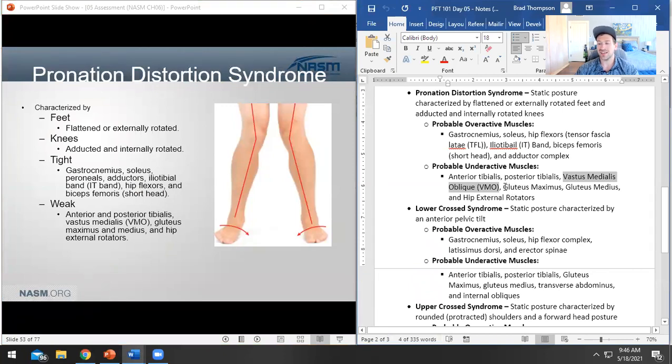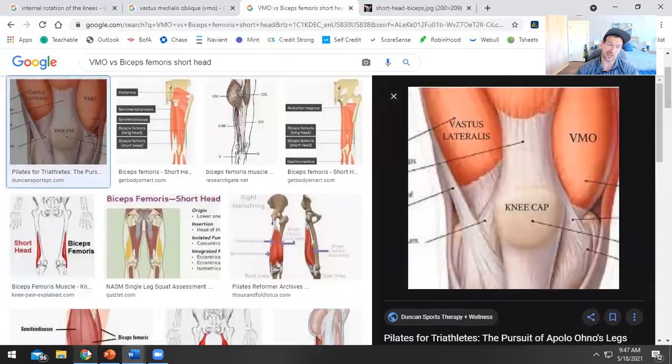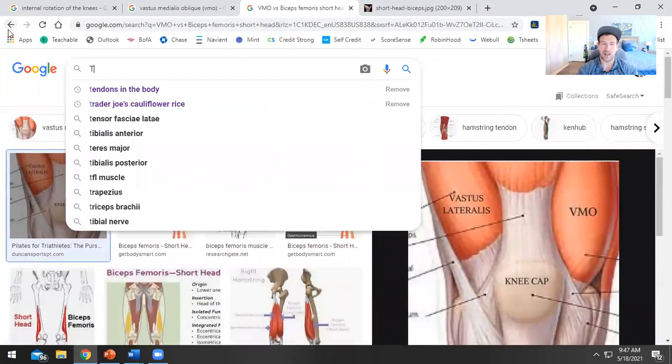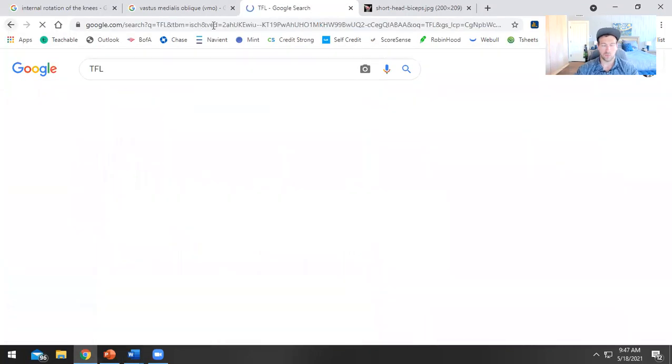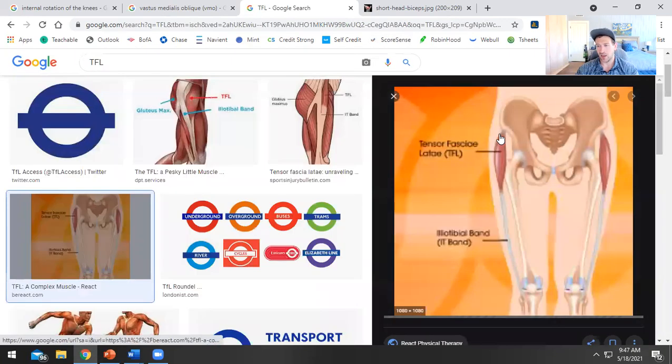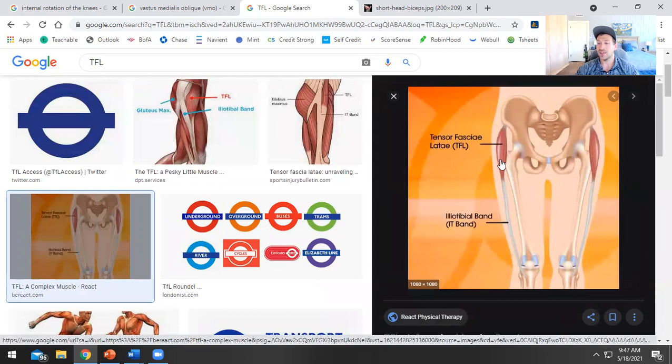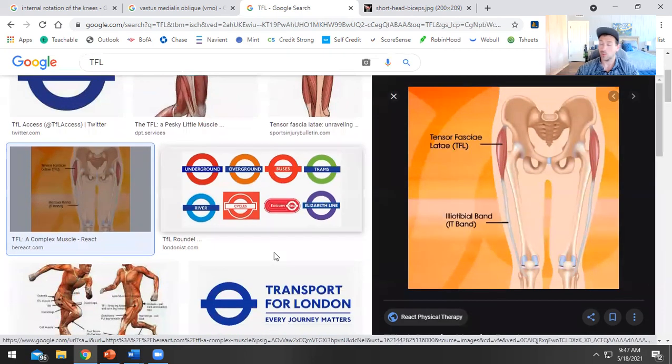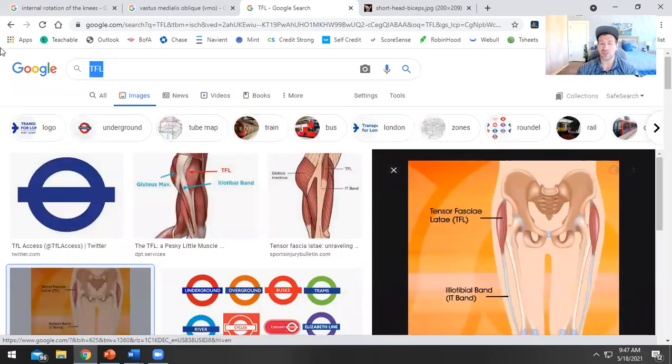And then we're going to see we need to strengthen the gluteus maximus, the gluteus medius, and your hip external rotators. So when we look at that TFL, which is a hip internal rotator, right here, this is a muscle that is overactive. It's a hip internal rotator. What do we need to strengthen? A hip external rotator.